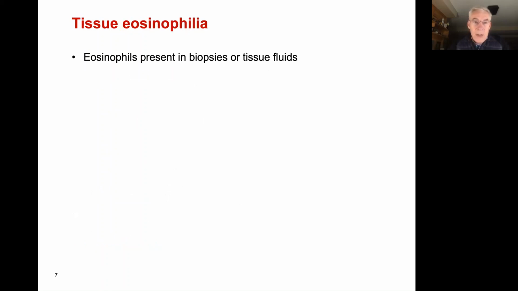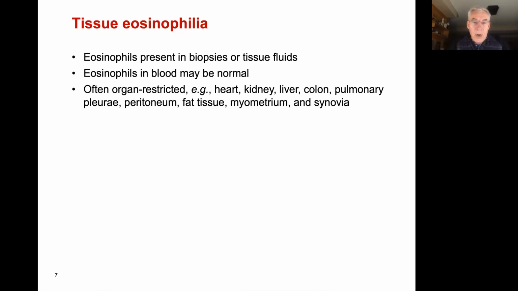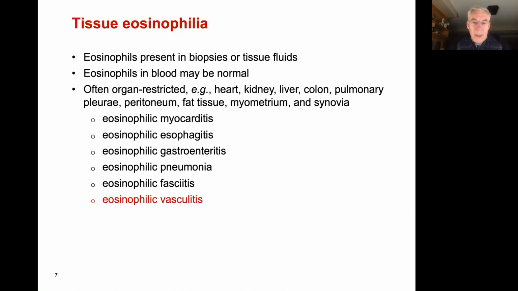So as I mentioned, this is when eosinophils are increased either by histology or other ways of enumerating them, typically in tissue samples, occasionally in tissue fluids as well. And eosinophils in blood can be normal. So tissue eosinophilia is most commonly seen in the heart, in kidneys, and of course in the lung. So we often talk about these conditions as more distinct clinical entities. And the eosinophilic vasculitis is one I will talk more about.